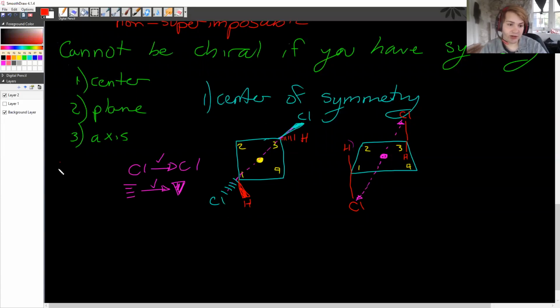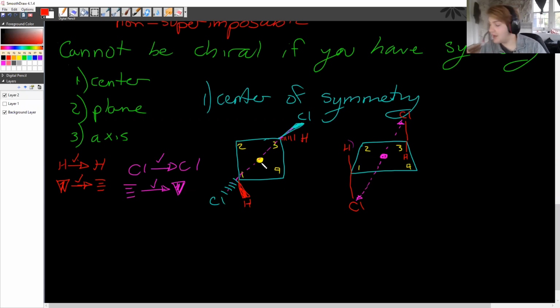Okay. Same thing for our hydrogen. Our hydrogen maps onto our hydrogen. And does our wedge turn into our dash? Yes, it does. Okay. So this is the center of symmetry. You're standing in the middle of the molecule and you're noticing a change.